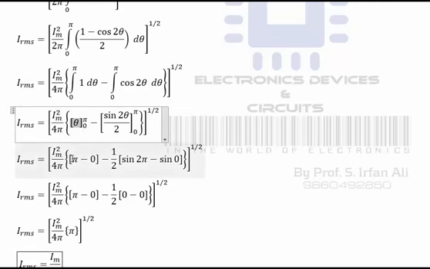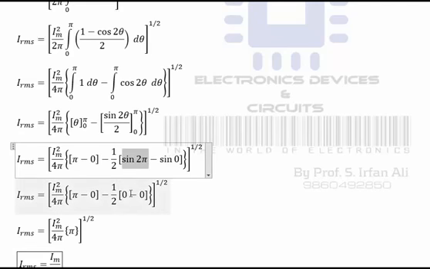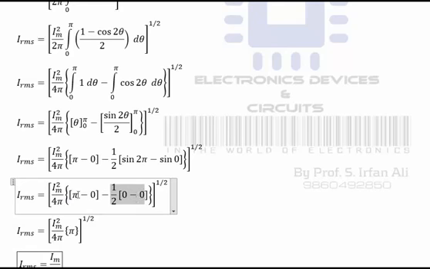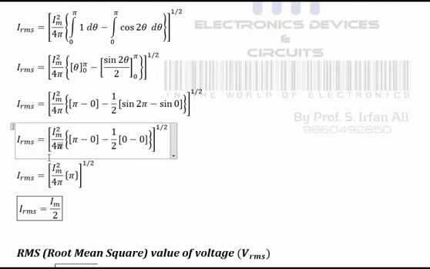So here, upper limit pi minus lower limit 0 will become pi. For sin 2 theta, if you put upper limit pi, it becomes sin 2 pi, and the lower limit makes it sin 0. We know that sin 0 is 0 and sin 2 pi is also 0, so it will be 0 minus 0, and this whole term becomes 0. Only this term will remain, pi minus 0, which becomes pi. And here we have pi, so both pi will get cancelled.